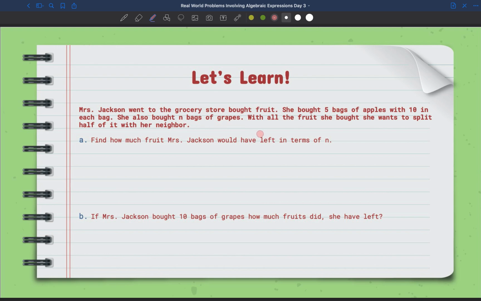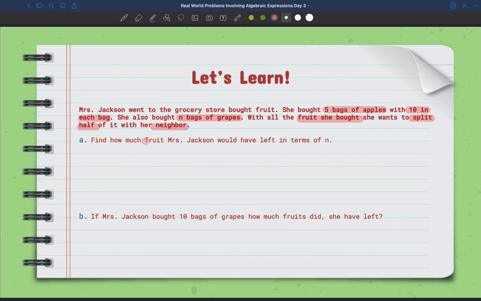So looking at all this information, we need to highlight all the key details. So we know that she bought 5 bags of apples. In each bag there were 10 apples. And she also went to the store and bought N bags of grapes, so we need to highlight that as well. With whatever fruit that she bought, she wants to split half of it with her neighbor. So those are all of our key details that we need to pay attention to.